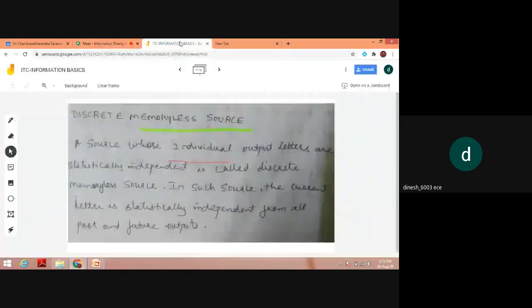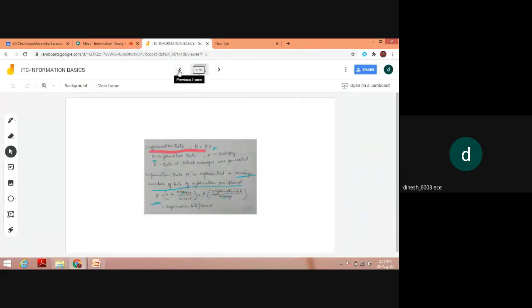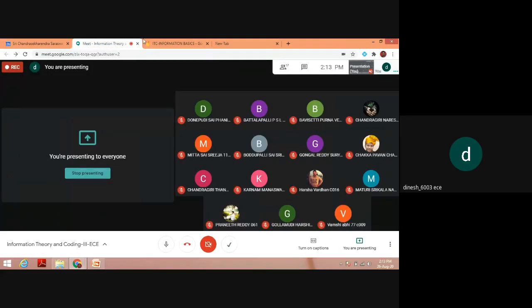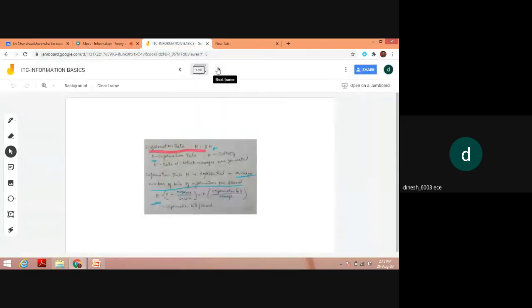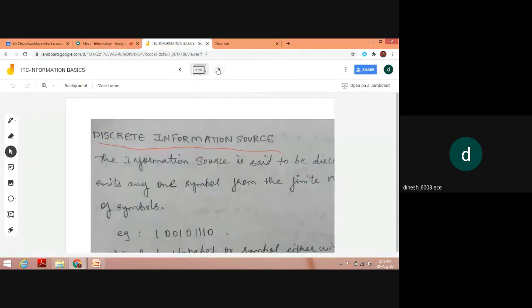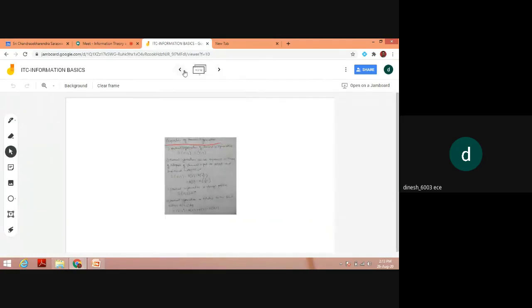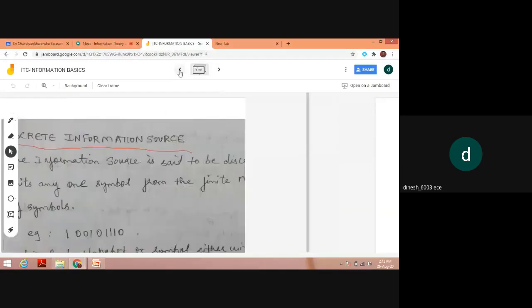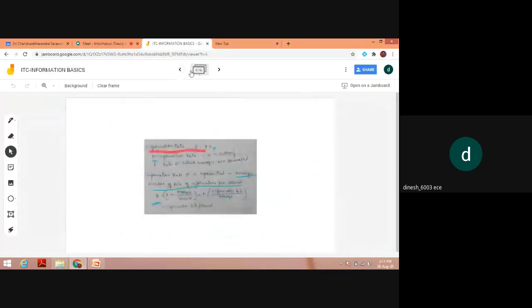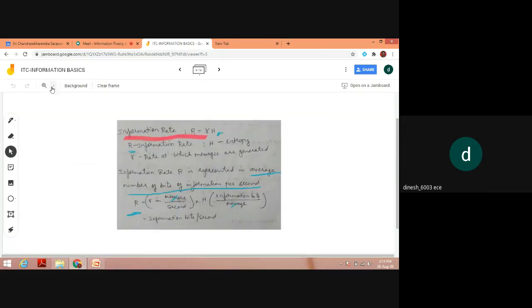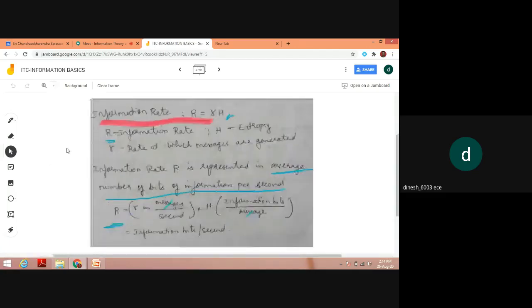This mutual information I'll show you here in the dashboard. It comes from your discrete information rate. Let me zoom it, which we had seen in the last class, information rate.